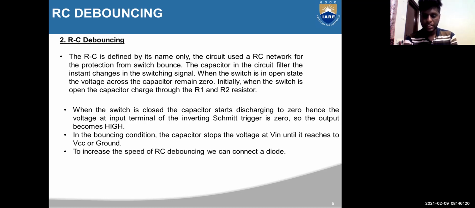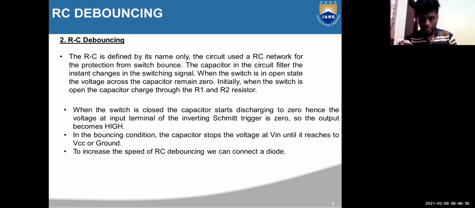And in the bouncing condition, the capacitor stops the voltage at input voltage until it reaches the capacitor voltage or ground. And to increase the speed of the RC debouncing, we can connect a diode. So the main points to be remembered are three.